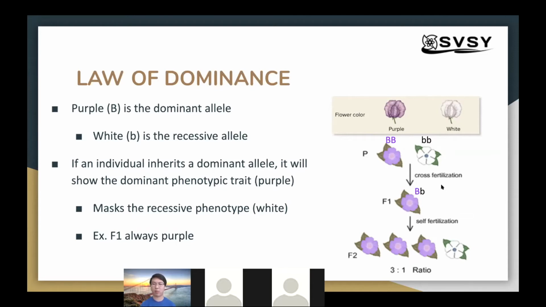So that's why F1 is always purple. So it gets the alleles from its parents, one from each parent, and then it has this genotype over here with big B, little b, and because of the law of dominance, it always looks purple.